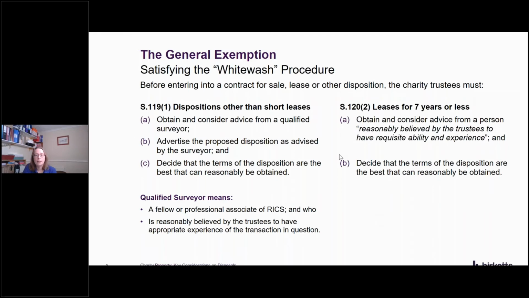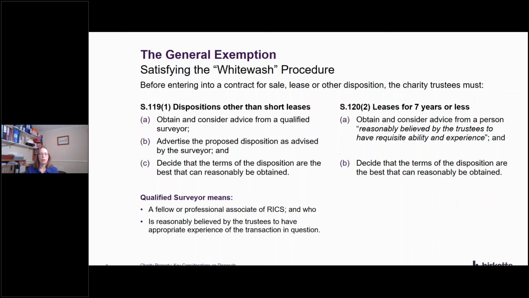And the advice can be from a surveyor, and in fact, depending on the circumstances, if you wish to obtain a full report because it's, for example, a very high rent or there's something quirky in that lease, then go ahead. If it is a routine sort of commercial lease for investment, then it may be that somebody in the charity is best placed to give that advice if they have the relevant experience.